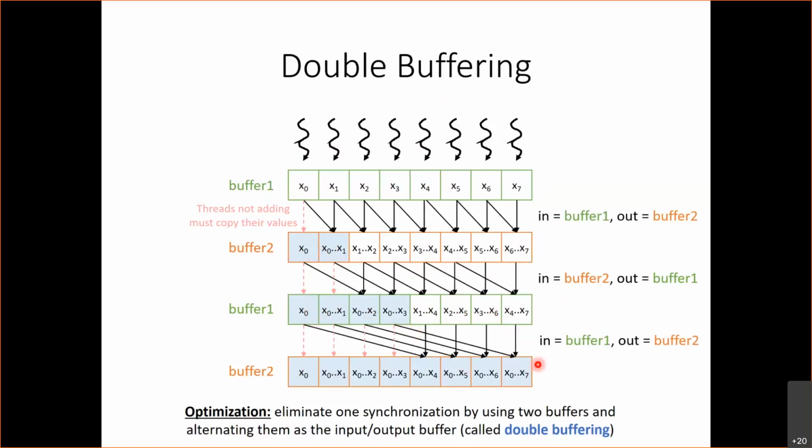So by doing this, we alternate the input buffer and the output buffer every time, so that we're never reading and writing from the same place at the same time. And what that does is that it eliminates the need for me to have to synchronize between the reading and the writing. Is this clear? Is it clear why using two buffers eliminates the need to synchronize between reading and writing? Any questions about this?